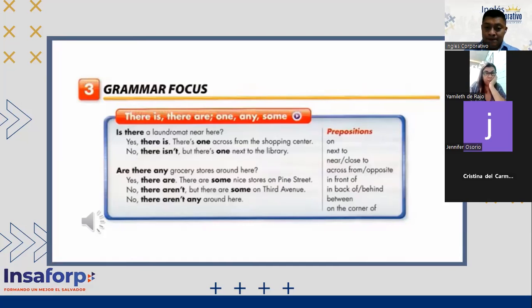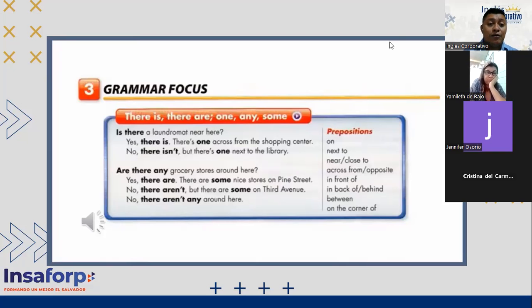Across from and opposite. Across from, esquina opuesta o cruzando. Es enfrente de, ¿verdad? Pero hay una calle en medio de esos dos lugares. Dice across from or opposite. And in front of, está justo enfrente. In back of or behind, it means atrás de, perfect. Then we have between. Entre, en medio de. And finally, on the corner of. La esquina de. Okay, en la esquina de.